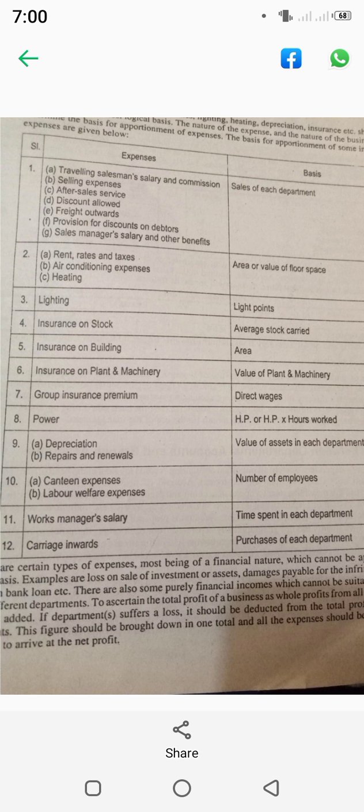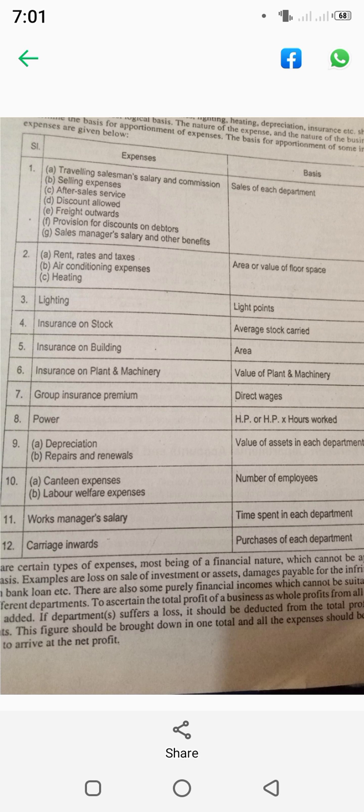Okay, discount allowed. What do you think? Is discount allowed related to sales or purchase? You are allowing discount to your customers. So when you are allowing discount to your customers, obviously it is related to sales. Freight outwards. Freight means karaya. Out means you are moving something outside the organization. So outside means you are doing sales. So again sales. So obviously, expenses which are related to sales will be distributed among departments according to their sales proportion.